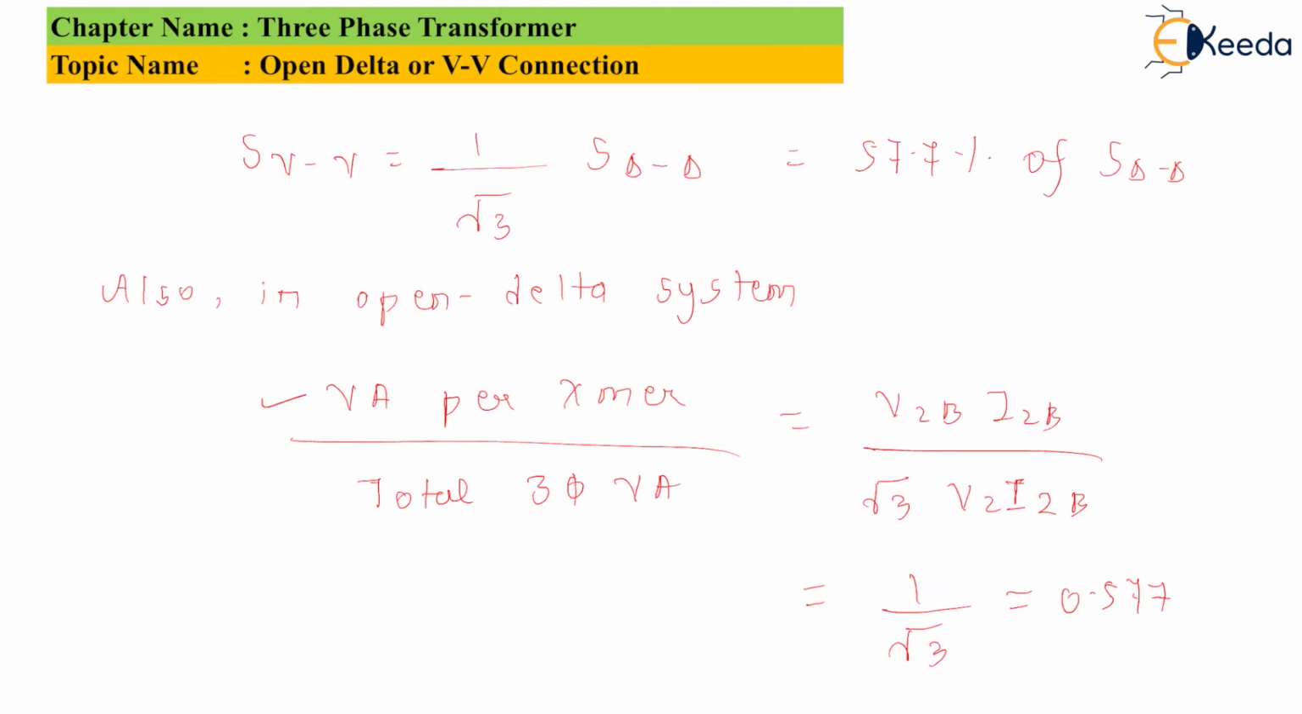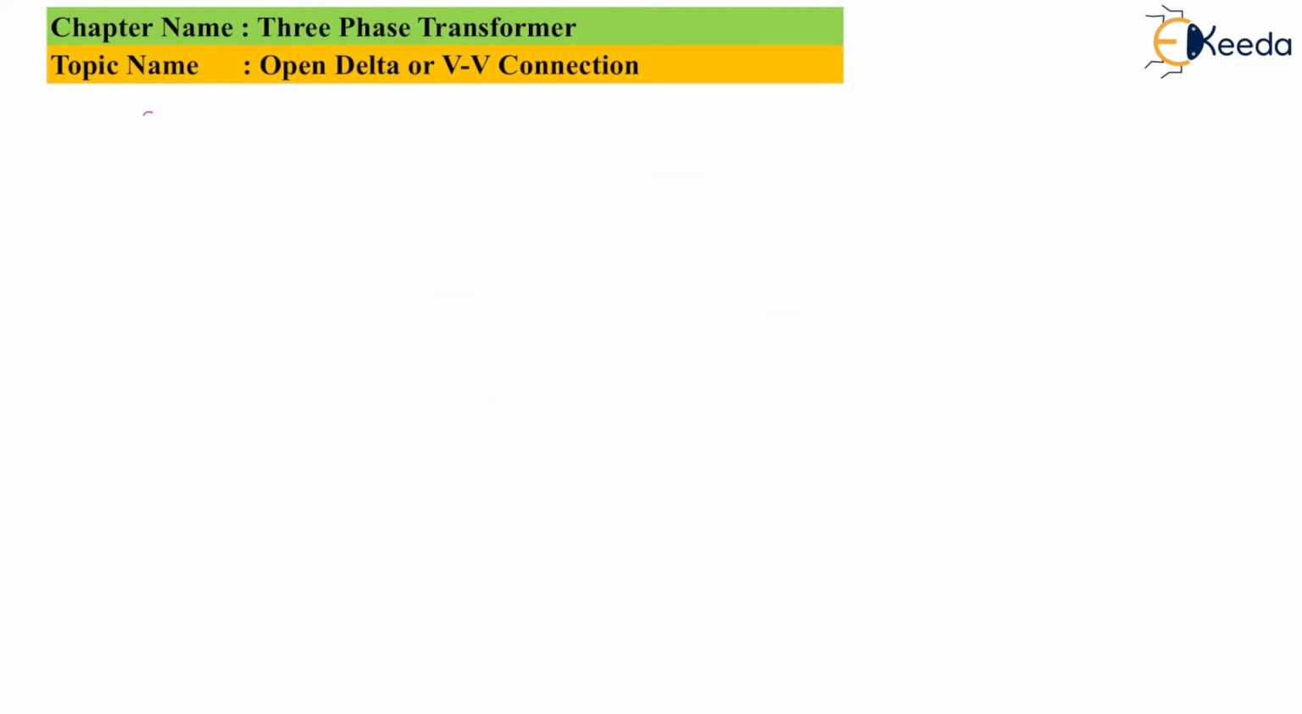Because of this, we should take a very important precaution, which is that the load needs to be reduced by root 3 times if the open delta connection of the transformer occurs. Otherwise, there will be very serious overheating and it will lead to the breakdown of the remaining two transformers as well. Now let us summarize what we have seen so far.